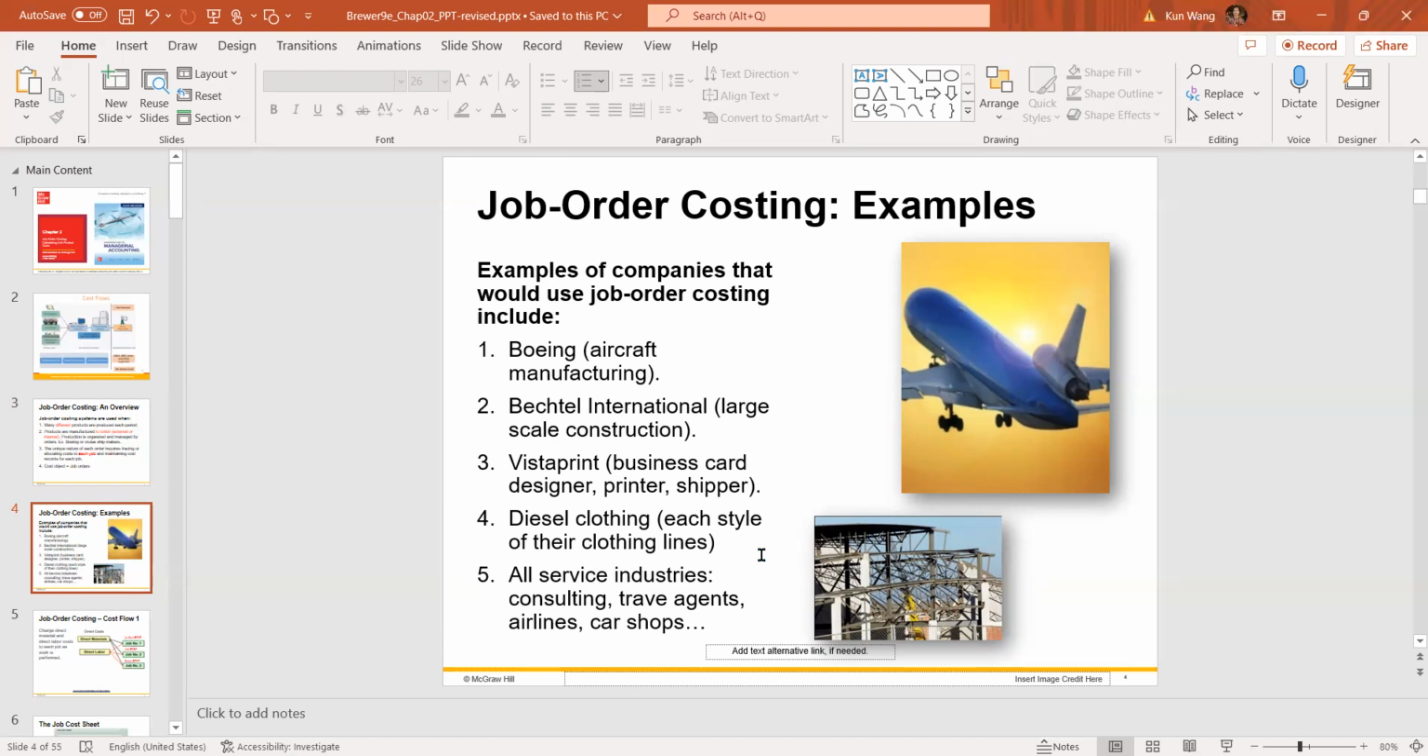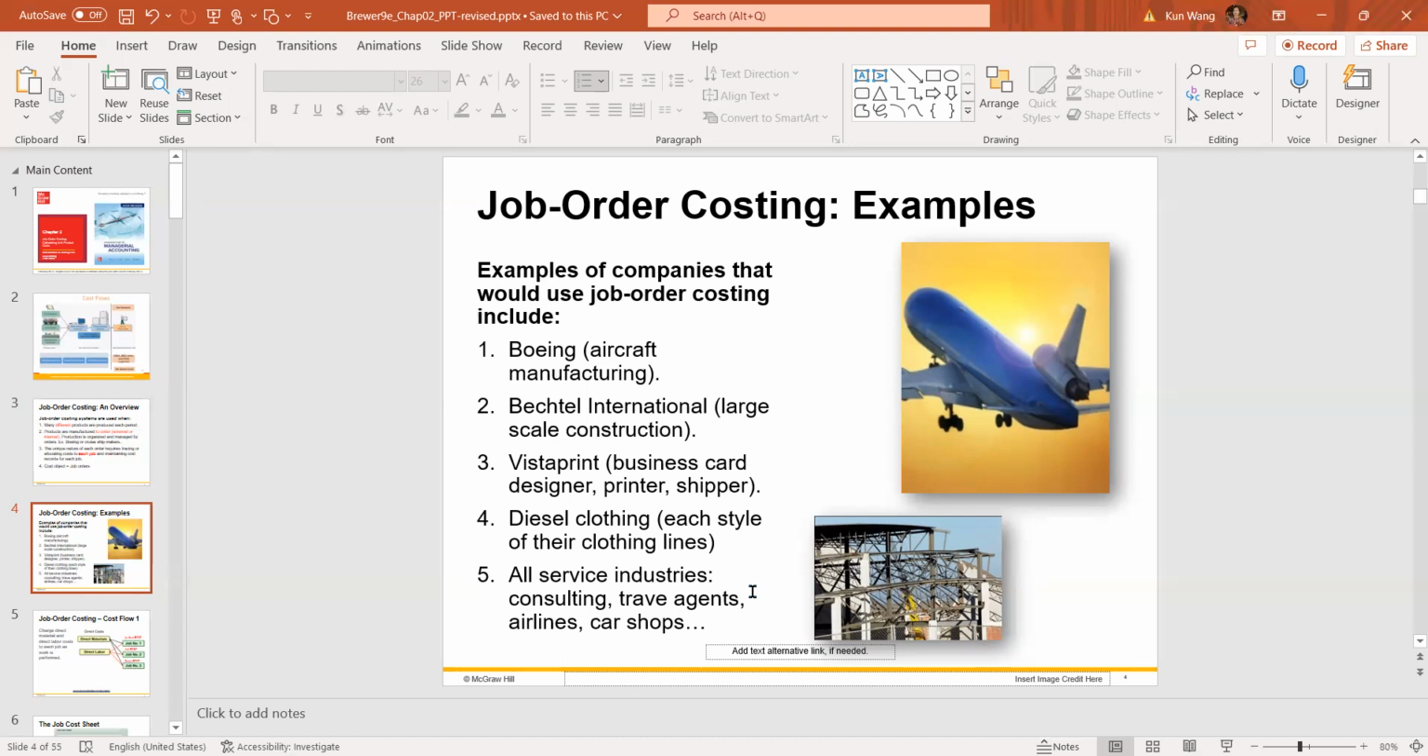So for those 1,000, you see the total material, labor, and overhead. Then we can divide the total cost for the job by the units to find out how much it costs per jacket, or per pair of jeans.